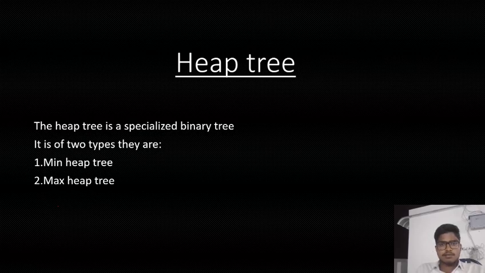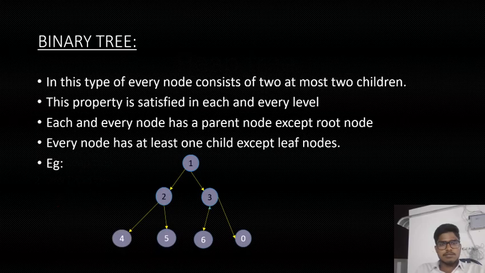Let us discuss heap trees in a further manner. If you want to learn more about heap trees, let us discuss binary trees. Binary trees are trees in which each node consists of at most two children, except for the leaf node, which is the bottom node of the tree. Each and every node consists of two children.